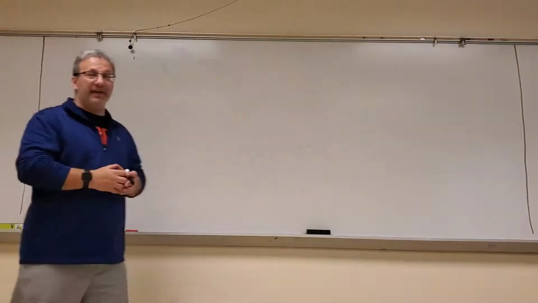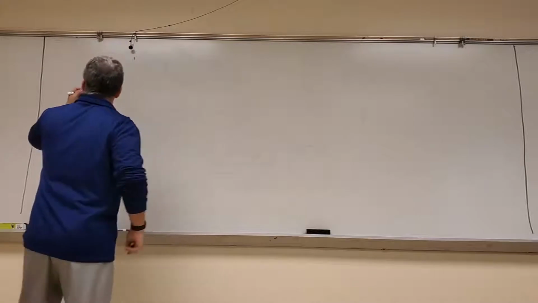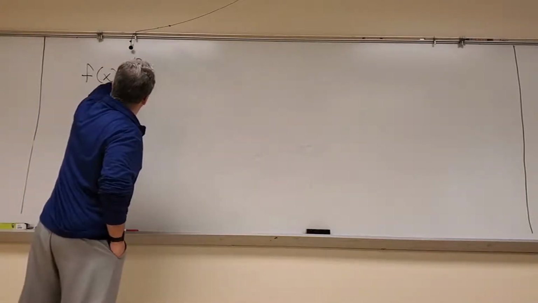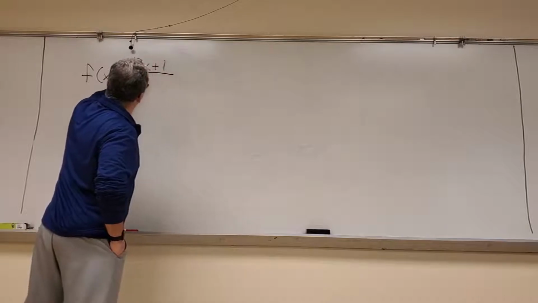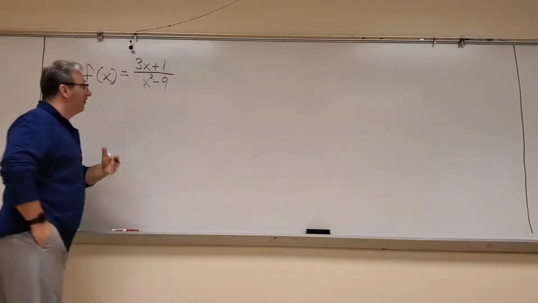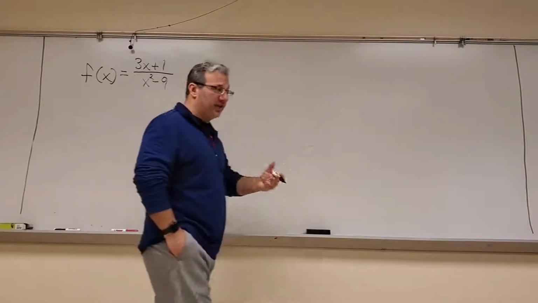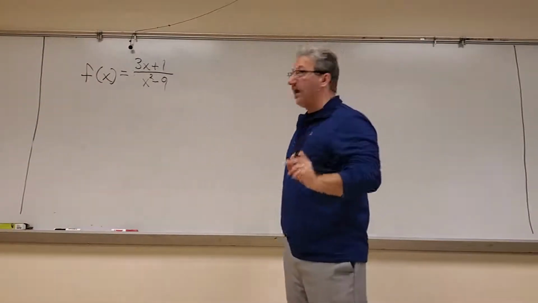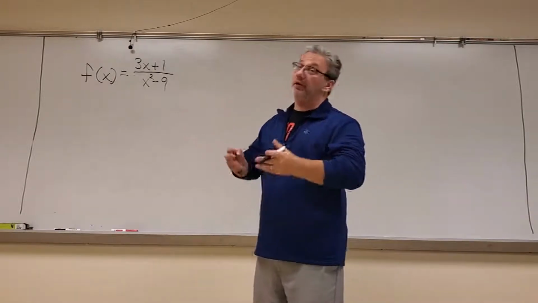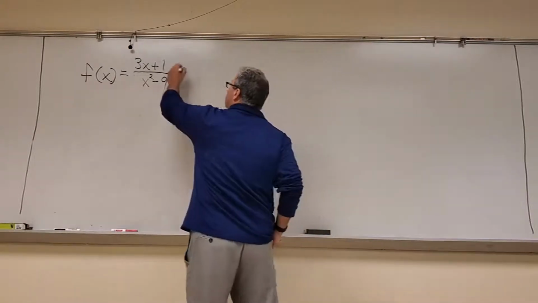Hello everybody. In this video, we'll be looking at the quotient rule, or the fraction rule. So if one has a function like 3x plus 1 over x squared minus 9, and they want the derivative of this, I would say let's use the fraction rule. There are other ways, but I see a fraction, why not use the fraction rule, better known as the quotient rule. So what is the quotient rule?